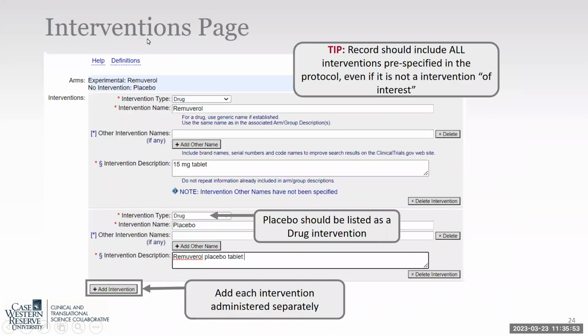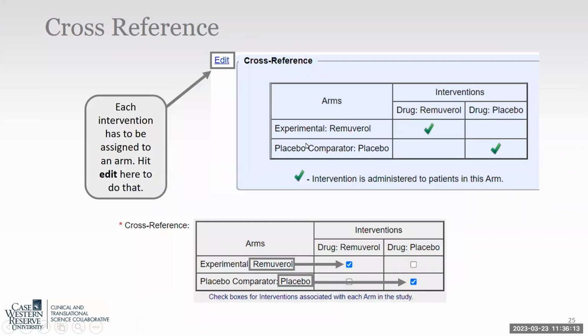So the next thing is the interventions page, and this is where you're actually going to define the interventions that you're using in the different arms. If you see this, we have the Removerall drug, and then we have the placebo that is listed as a drug. And then you just, again, enter Removerall placebo tablet or 15 mg tablets. And then you're going to cross-reference the experimental arm that is using the drug Removerall, and then the placebo comparator is using the drug of the placebo. So this is what it'll look like.